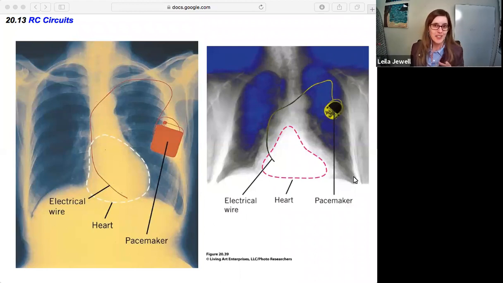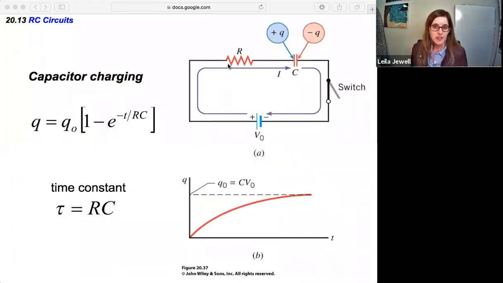Turns out you can tell it what a regular heart rate is using your electric circuit knowledge, something known as an RC circuit. So let's take a look. An RC circuit is a combination of a resistor and a capacitor wired in series and connected to a voltage source, like a battery. And it turns out when you have this combination, the capacitor isn't going to instantaneously have its maximum charge Q. It's going to take some time to get there.